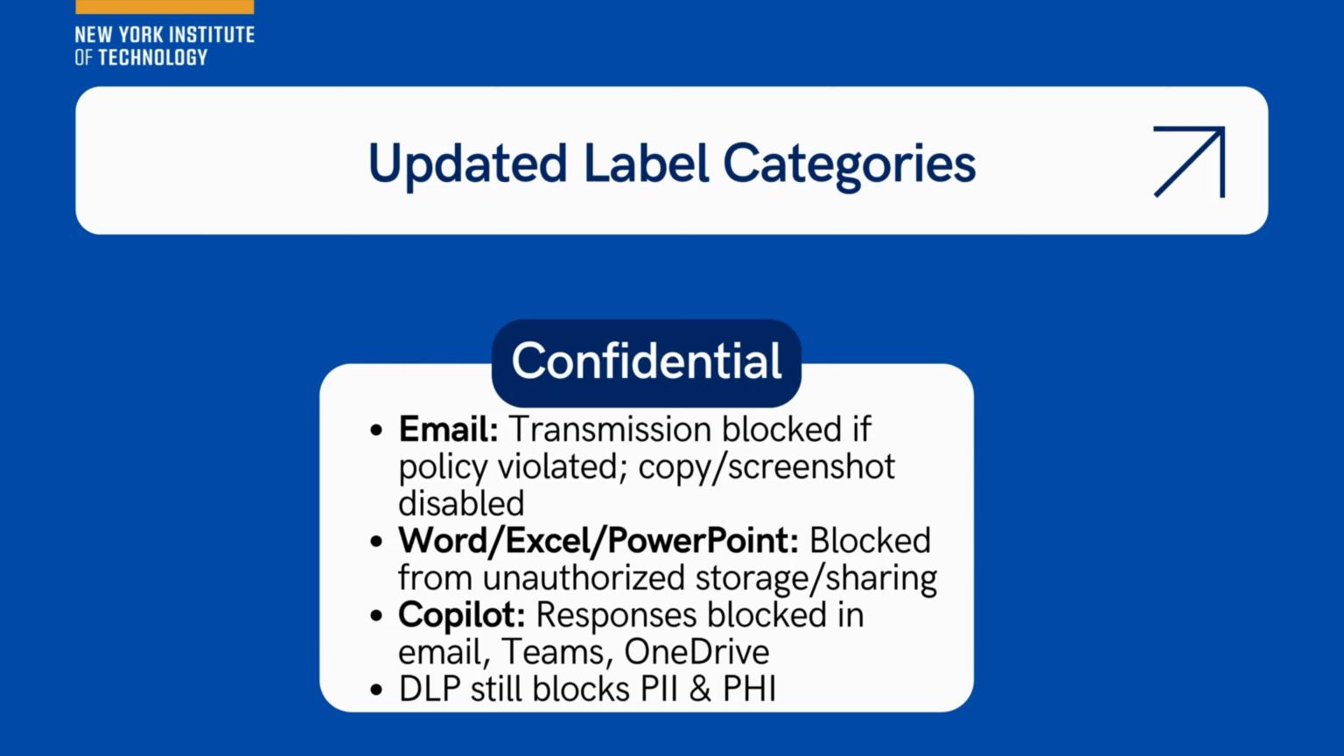In Word, Excel, and PowerPoint desktop apps, confidential files will be blocked from storage or sharing to unauthorized locations or users. Copilot responses are also blocked for confidential content in email, Teams, and OneDrive. As with every label, DLP enforces an additional layer of protection for PII and PHI. Put simply, labels add the intended protection behaviors and user prompts. DLP actively scans and will block PII and PHI whether a label is present or not.